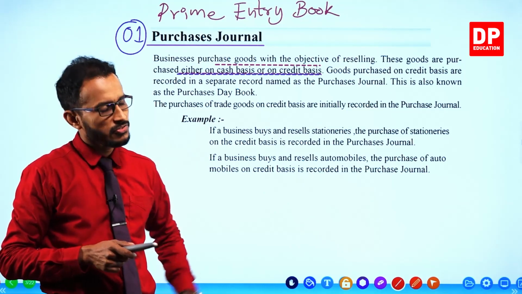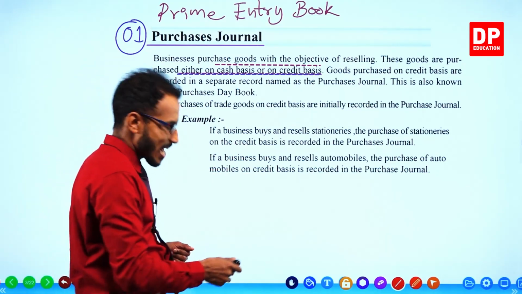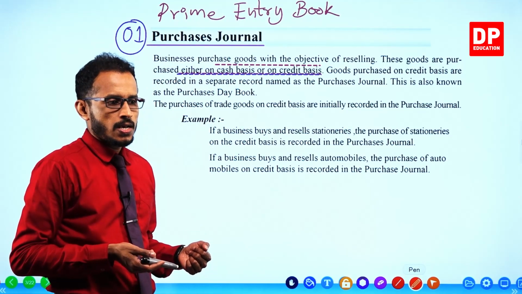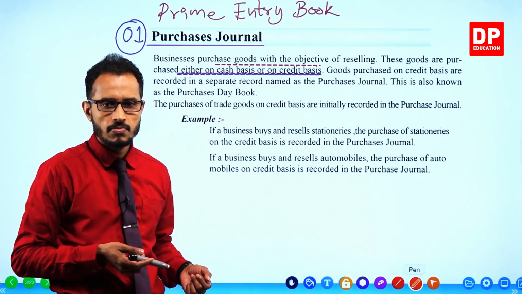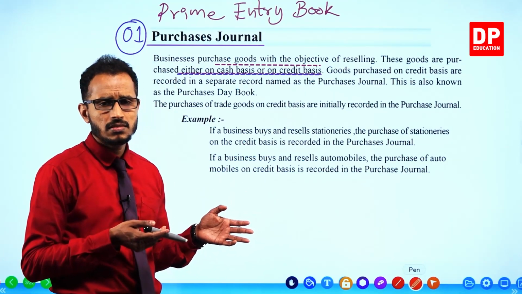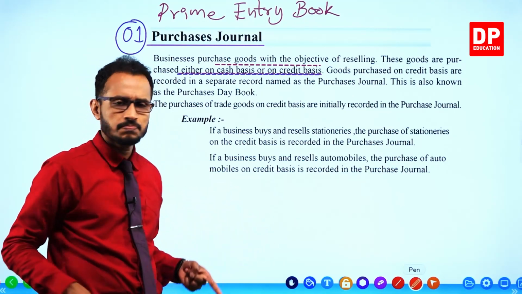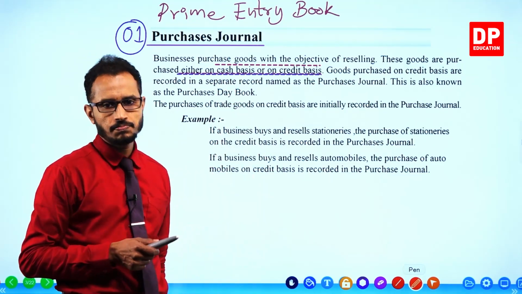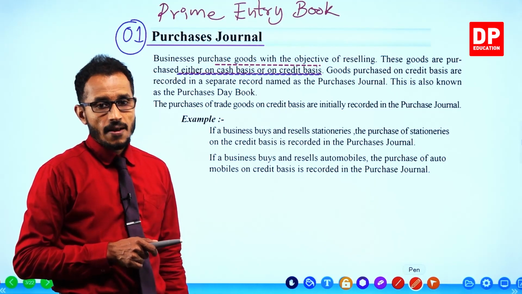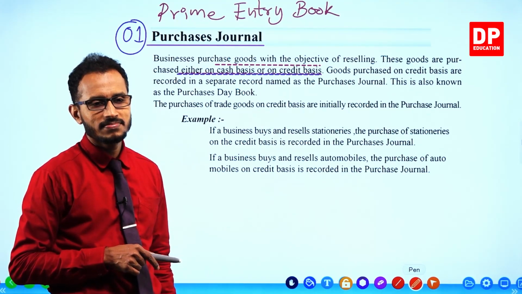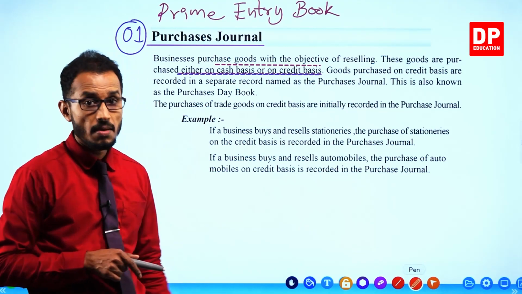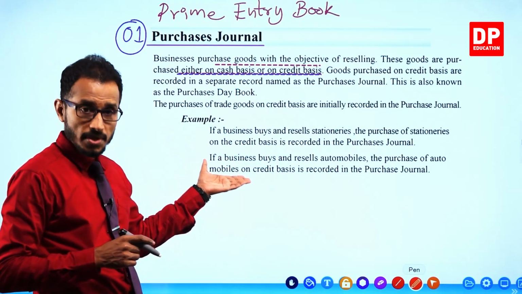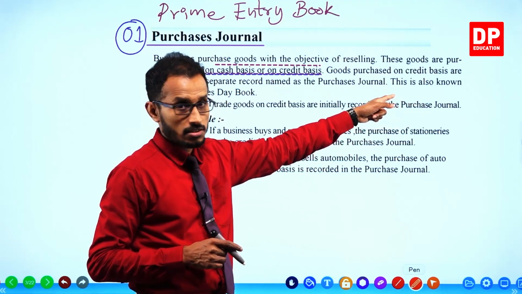If you have a transaction where you have purchased an asset, such as a motor vehicle or a building, it can be purchased on credit basis. But those transactions are not going to this book. Those are asset purchases. Remember these 3 main points. I'll write them down, but first of all, we'll read the text.